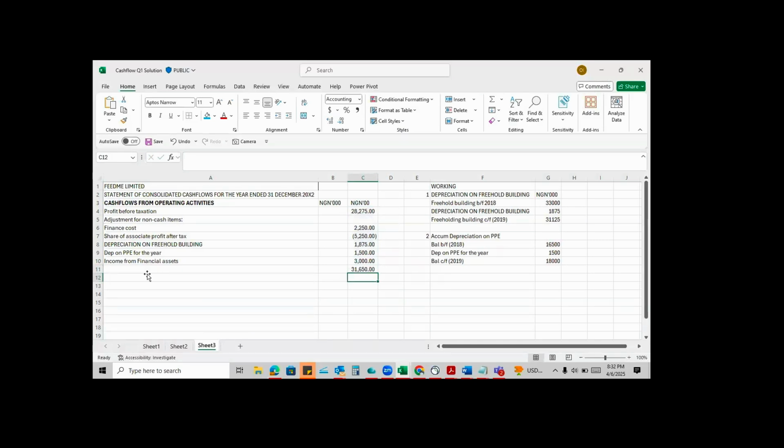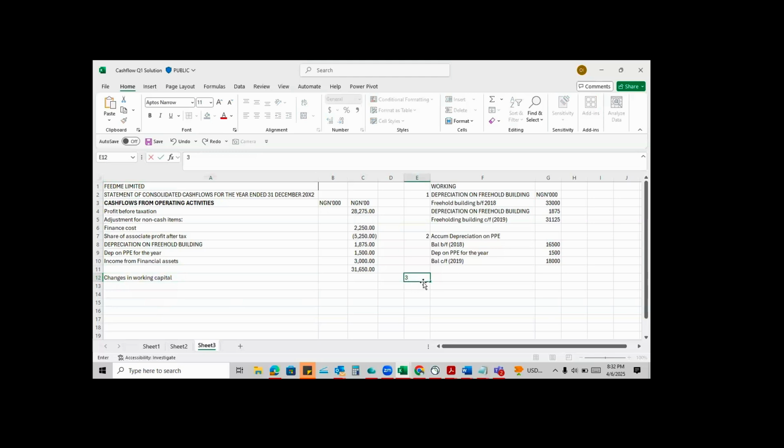Okay, and then now I can deal with changes in working capital. All right, changes in working capital. I begged you before in the last class. I'm going to beg you again.